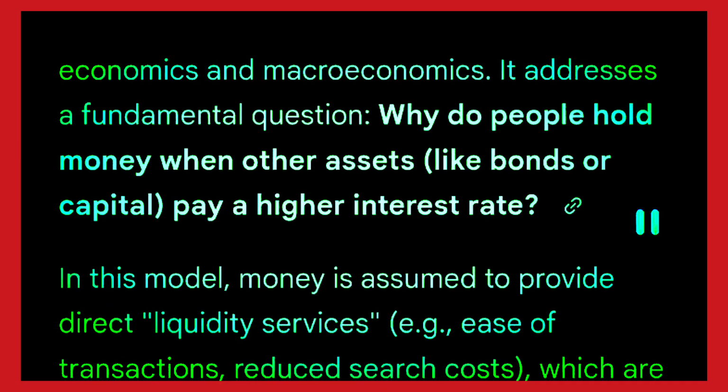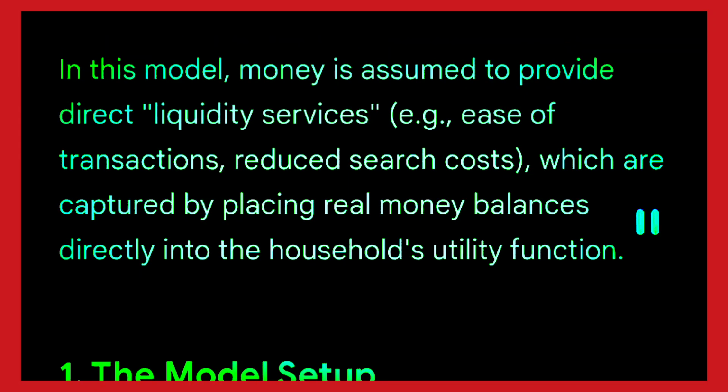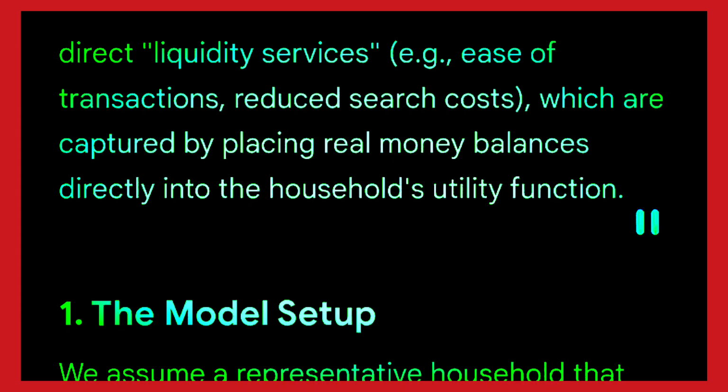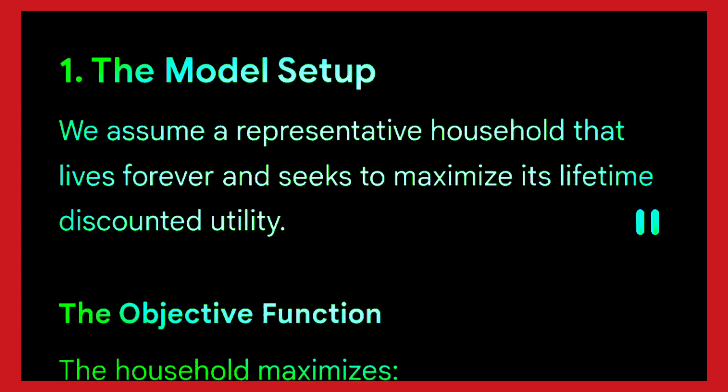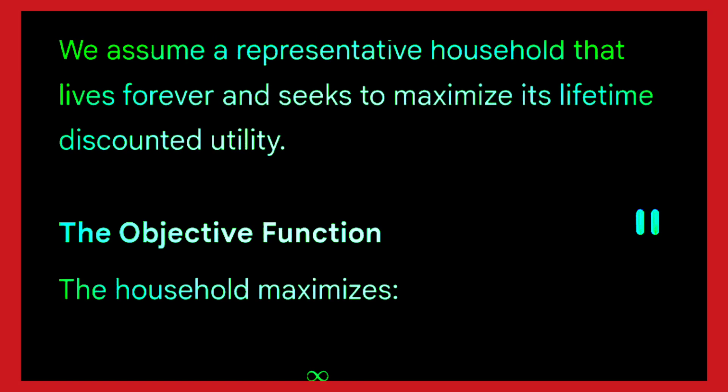In this model, money is assumed to provide direct liquidity services, e.g., ease of transactions and reduced search costs, which are captured by placing real money balances directly into the household's utility function. 1. The model setup. We assume a representative household that lives forever and seeks to maximize its lifetime discounted utility.